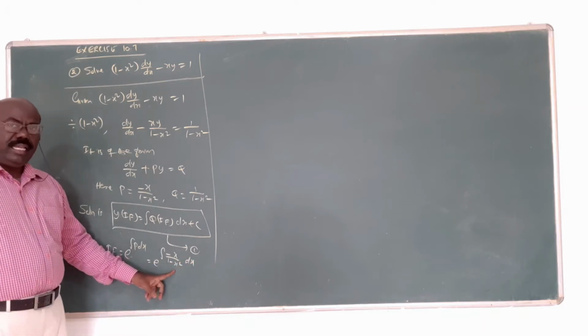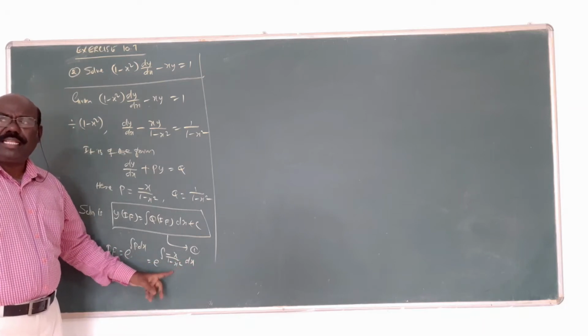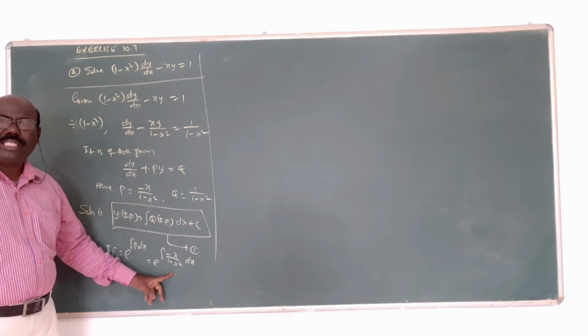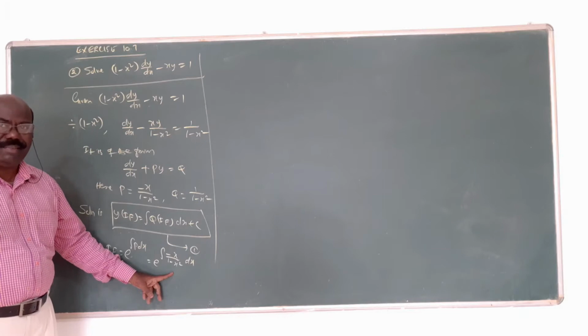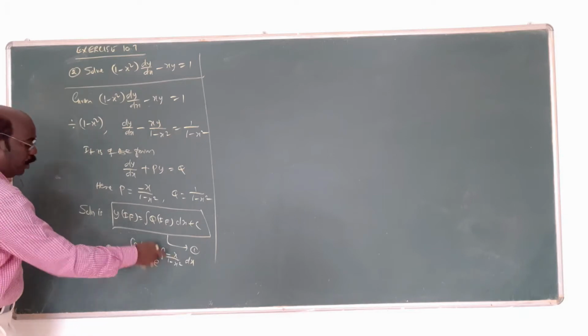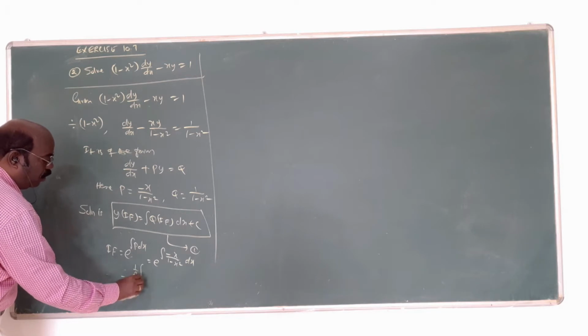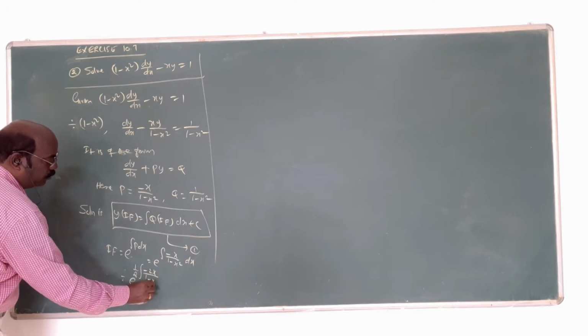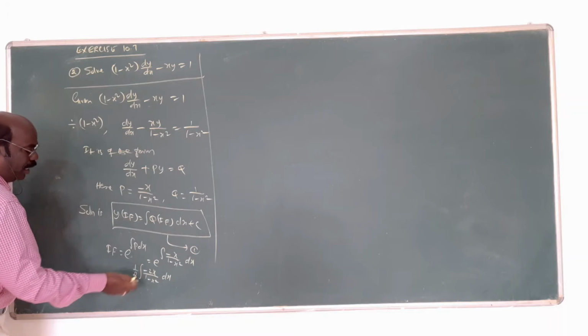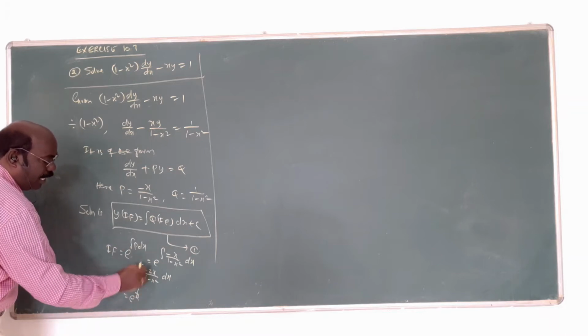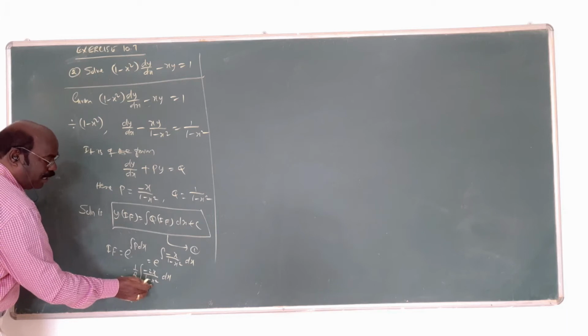The denominator is 1 minus x square. Now the differentiation of the denominator is what? Differentiation of 1 is 0, minus x square becomes minus 2x. But we have only x, minus x, so the 2 is missing. That's why we multiply and divide by 2. Now e power 1 by 2 into what is the answer? The denominator is 1 minus x square.